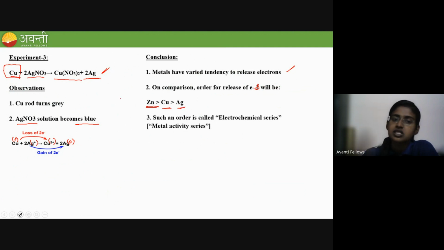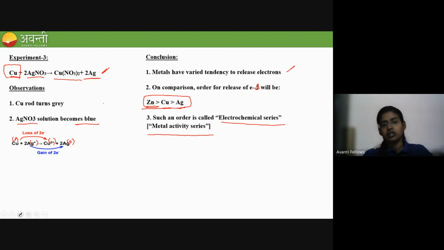This order is called the electrochemical series, or the metal activity series. So zinc is more reactive in releasing electrons, then comes copper, then silver. You have to study this order. This order is very important. Zinc is more reactive in releasing electrons compared to copper and silver. That's why zinc was able to displace copper, but copper was not able to displace zinc.